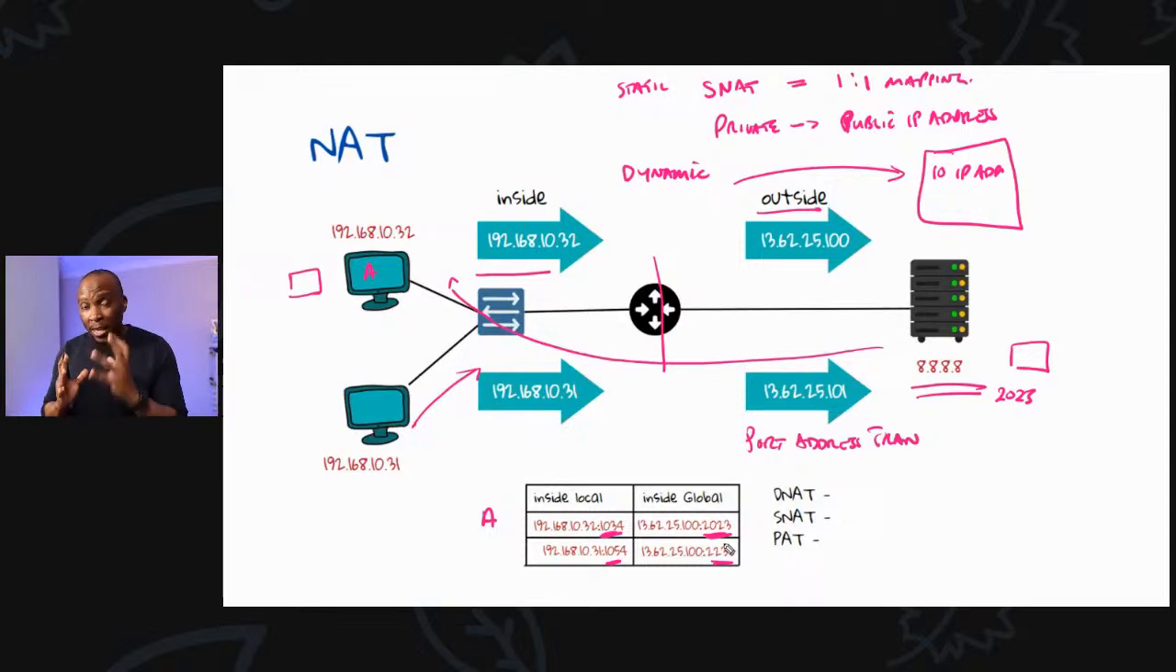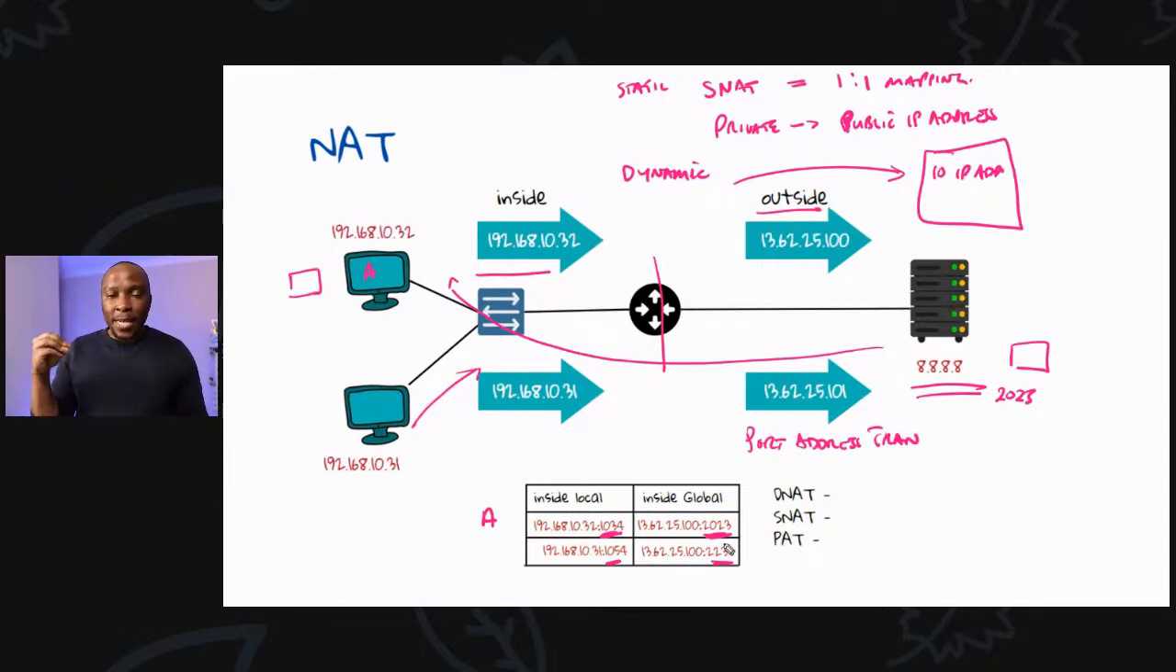So the three types of NAT: static NAT, one-to-one mapping. For every private IP address, you need a public IP address. It is not scalable for end users. It is reserved for server infrastructure. So your email server, that would require a public static IP address. Your VPN server, that's going to require a static private IP address.